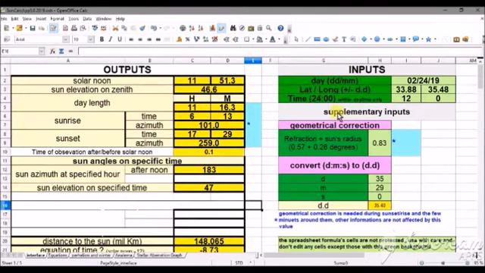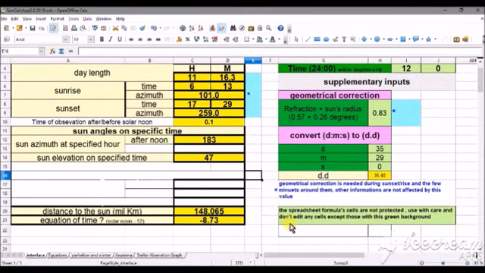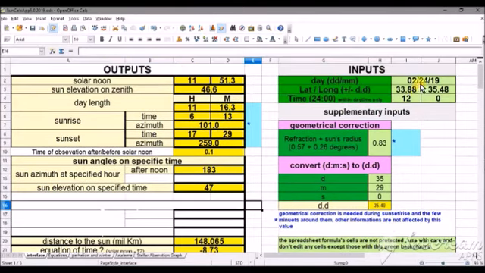But anyway, we have here the right side for inputs and the left side for the outputs. And please take this note: the spreadsheet formula cells are not protected, so be careful where you type anything, and generally don't type anything except in these fields with this yellowish green color. So these are the inputs. These are the main inputs that you will need to use. You just type the day and month. You don't have to put the year.